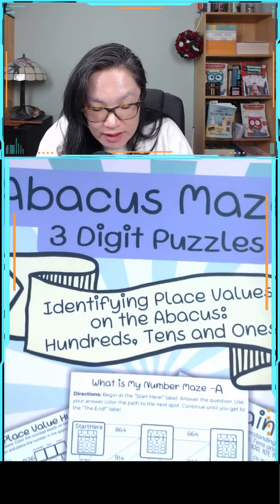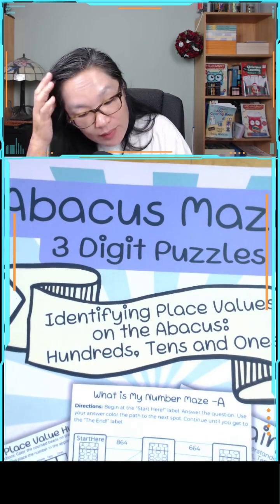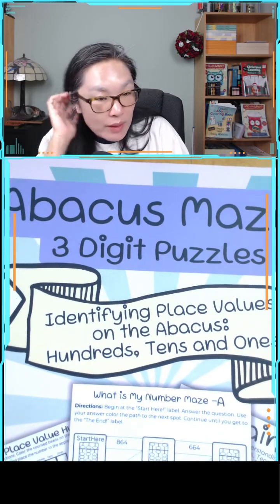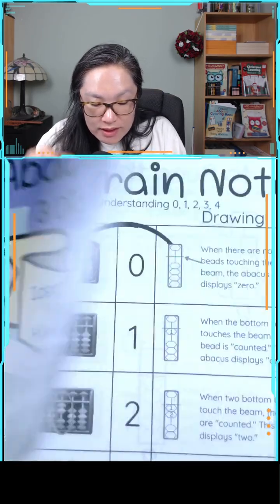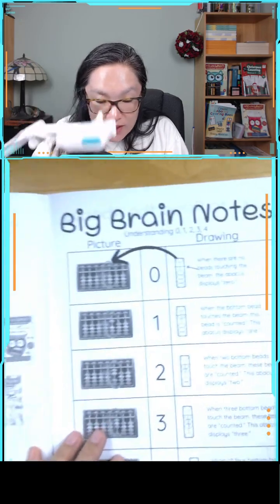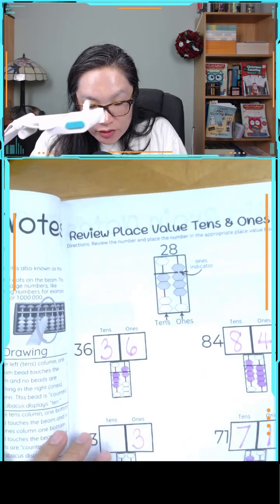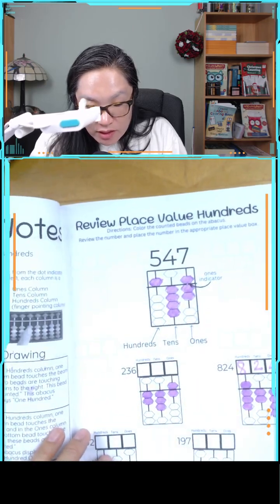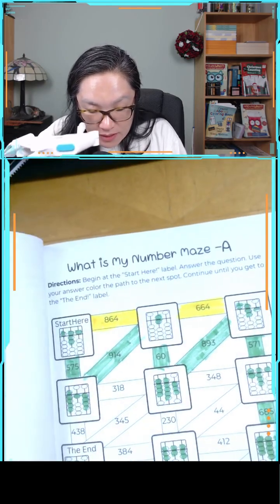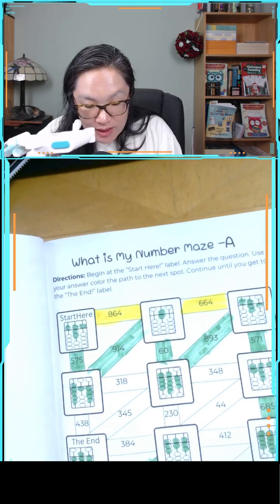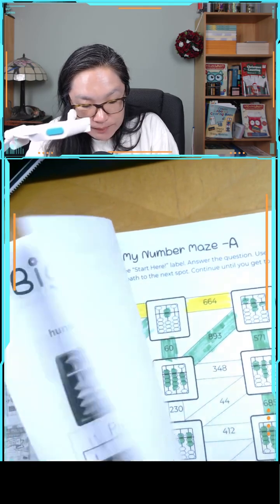Before we continue on, we're going to flip through this abacus book. Here are the abacus mazes, the 3-digit puzzles. We are looking at the hundreds, the tens, and the ones. Again, I show you the big brain notes on how to read the abacus. After you read the abacus, you'll go into understanding the tens and the ones, and then the hundreds, tens, and ones. Then we have our maze. I give you the mask maze to cover up the answers.